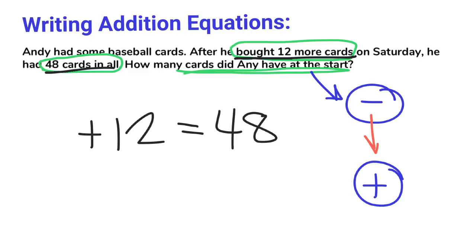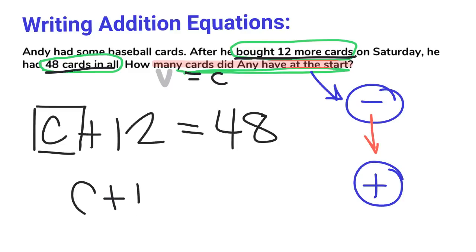Seeing that my variable or my missing piece is right here, how many cards did Andy have at the start? I'm going to identify my variable as C for the cards that Andy had at the start. So I'm going to replace or fill in this blank with the letter C. Now I know that I have how many cards at the start plus 12 more equals 48. So C plus 12 equals 48 will give me my addition equation for this particular problem.